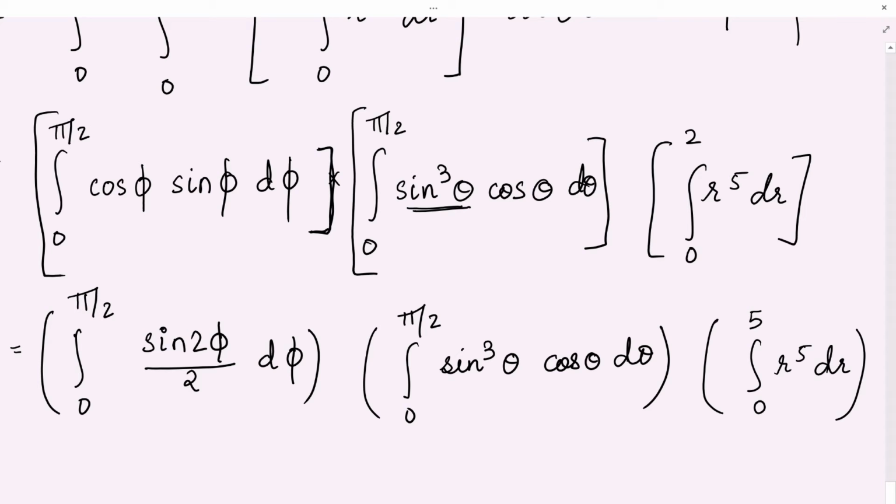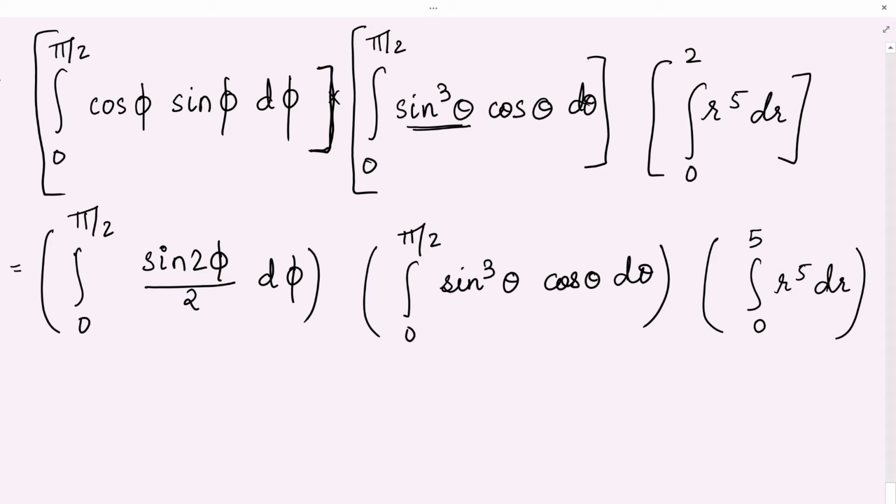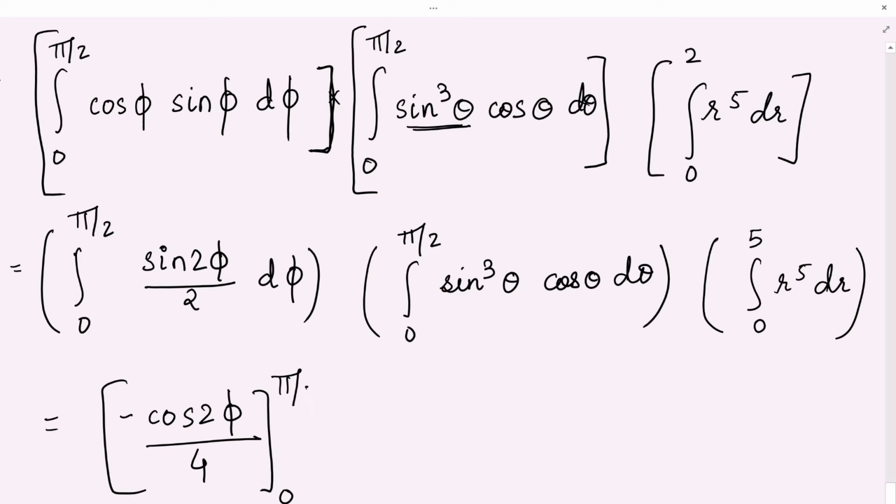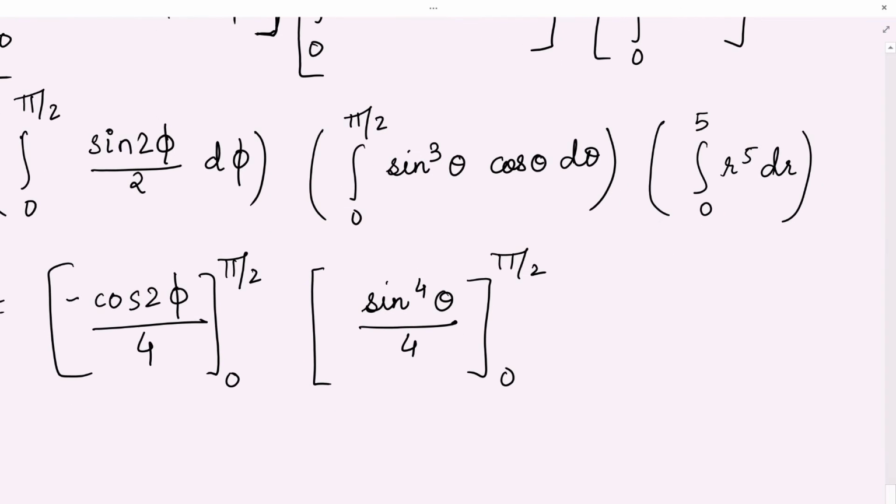So let's integrate now. So after integration, you'll have minus cos 2 phi by 4. Limits of integration are 0 to pi by 2. Here you'll have sine raised to 4 theta by 4. You have used the formula n plus 1 upon n plus 1. Here you'll have r raised to 6 by 6. The limits are 0 to 2. It's not 5. By mistake I've written 5. It is 0 to 2.